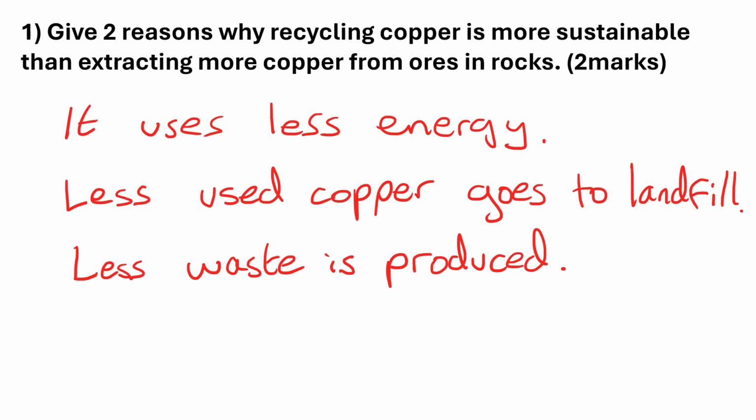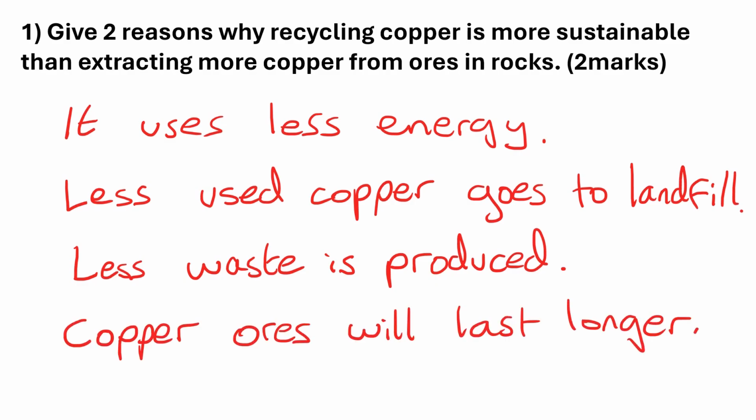It might be, for example, that to get 1 tonne of copper, the company has to process 20 tonnes of rock, so that other 19 tonnes of rock and waste has to go somewhere. And also, copper ores will last longer, so we're talking about the copper that is left in the ground.